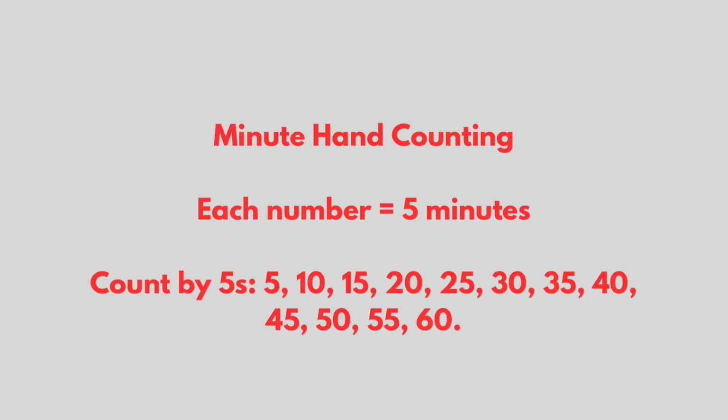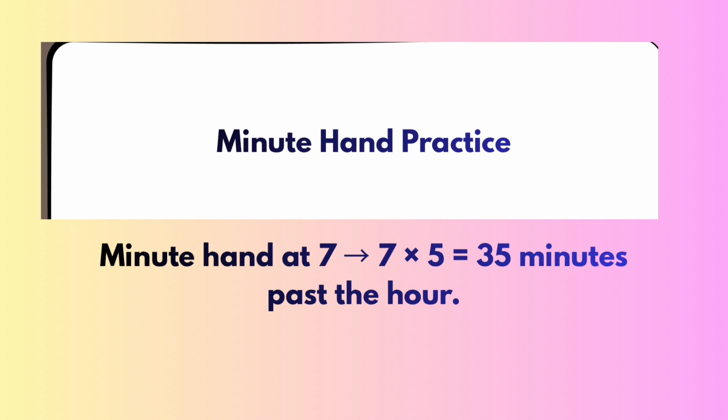Okay. The minute hand counting. Each number is 5 minutes. We can count by multiples of 5: 5, 10, 15, 20, 25, 30, 35, 40, 45, 50, 55, 60. You can practice minute hand reading also. Minute hand at 7. So 7 multiplied by 5, 35 minutes past the hour.